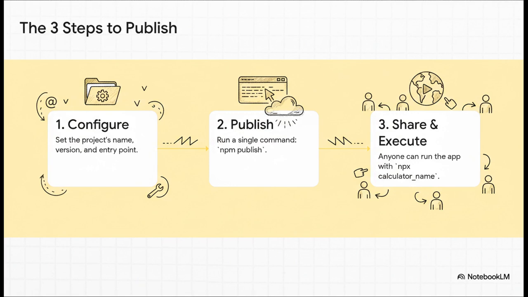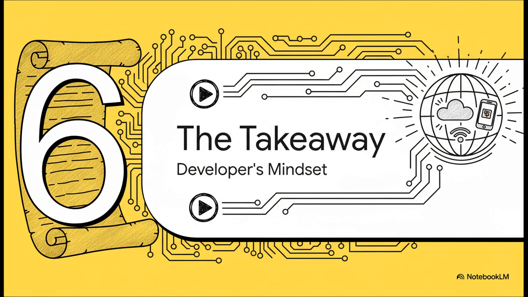It's basically 3 steps. First, you just set up a few details about your project, like its name and version. Second, you type one single command, npm publish. That's it. It bundles everything up and sends it out. Your app is now live. And the best part, anyone, anywhere in the world can now run your calculator instantly, just by typing npx and then your app's name.